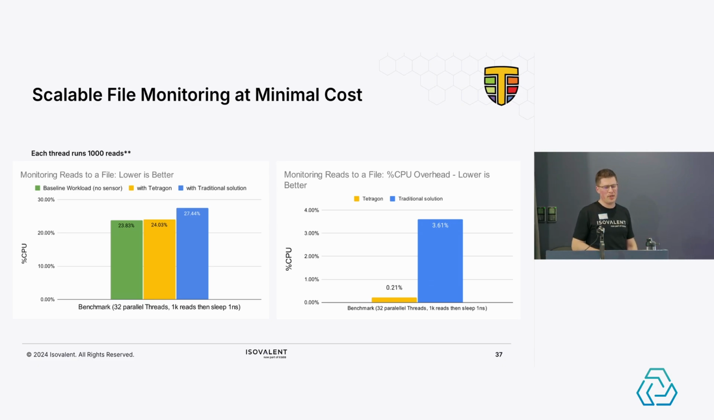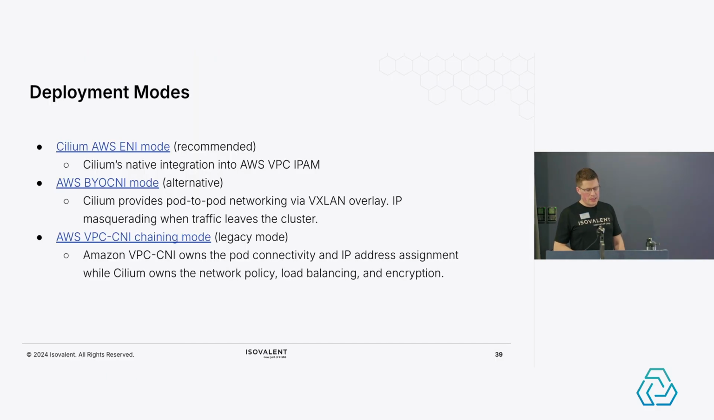And with that, let's quickly dive into some EKS specifics for Cilium, because on EKS you have multiple options of how to deploy Cilium. First of all, there's the so-called AWS ENI mode, which is also usually our recommendation, and it basically fully replaces the default CNI from EKS, which is the AWS VPC CNI. With this mode, Cilium directly integrates into the VPC IPAM and fetches the IPs from there.